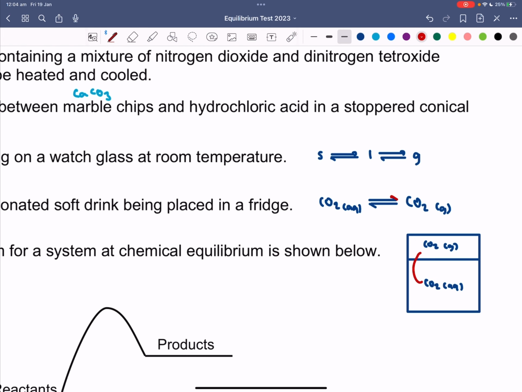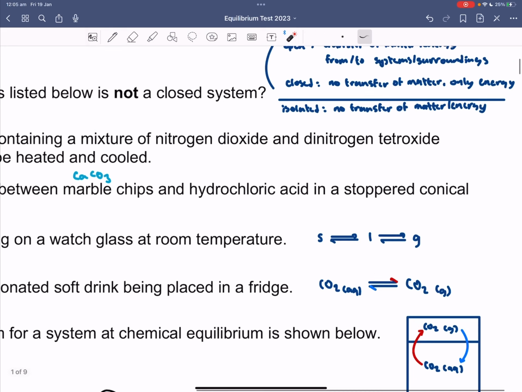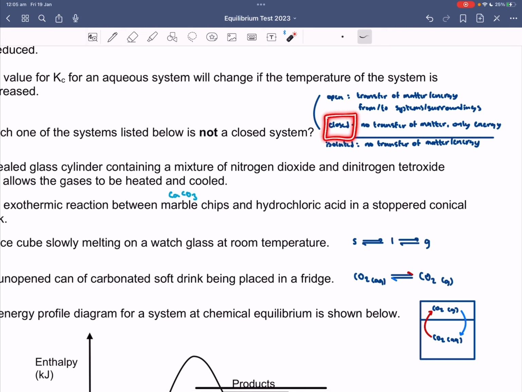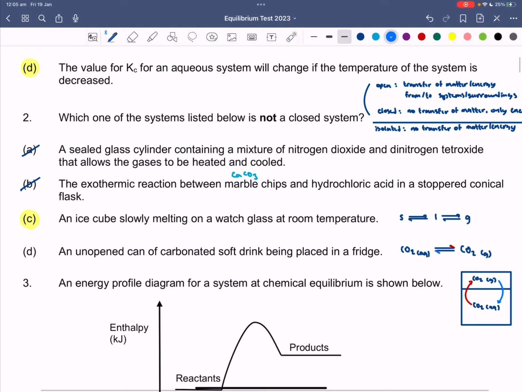So this forward arrow represents that some of the CO2 can evaporate and become CO2 aqueous, and then the reverse arrow indicates that some of the CO2 gas can basically re-enter the solution and dissolve again and become CO2 aqueous. While the can is closed, it is in a system of equilibrium. It is what we call a closed system where there is no transfer of matter. As soon as you open the can, some of the CO2 gas can escape, and if the CO2 gas can escape, it's what we call an open system, okay? So therefore D is not the answer.